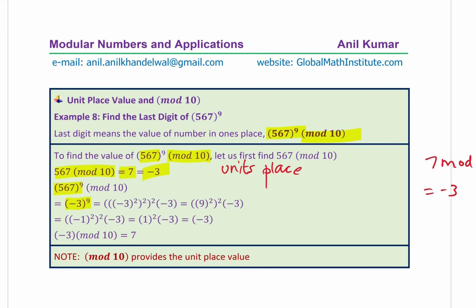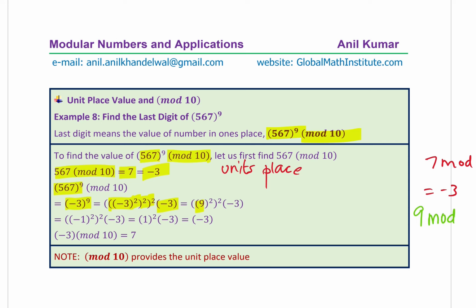Now, power of 9 really means power of 2 times 2 times 2, that is 8, and then times minus 3 to the power of 1. So that gives you power of 9, correct? And what is minus 3 squared? Minus 3 squared is 9 itself. Now, we're looking for mod of 10. So 9 mod of 10 is what?